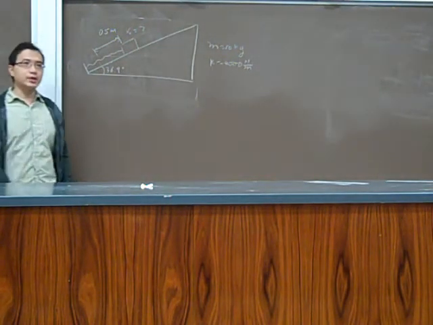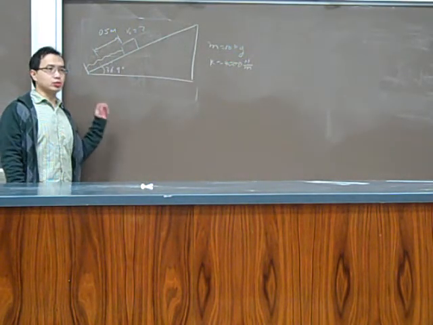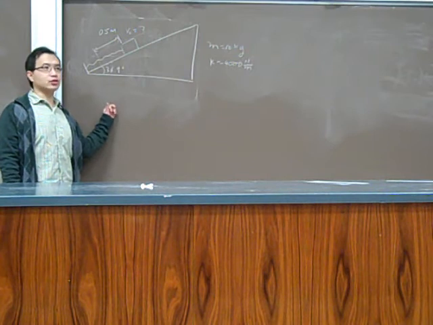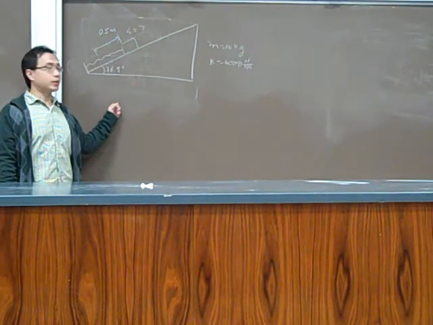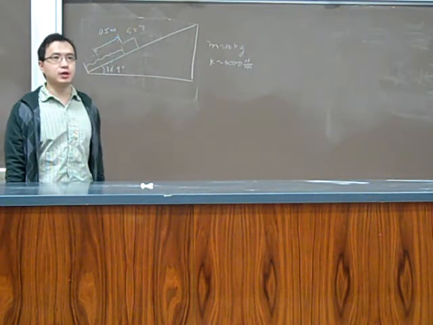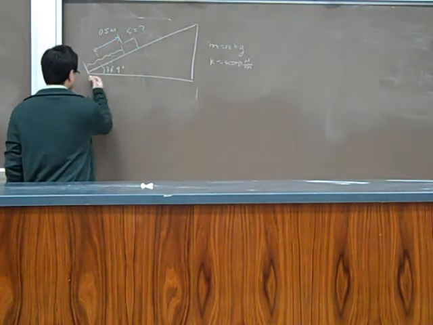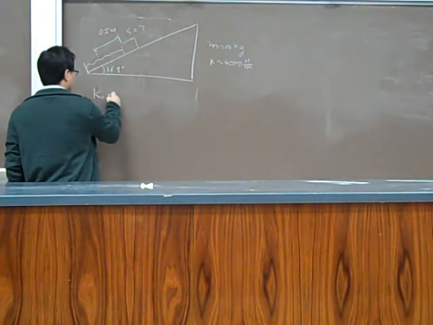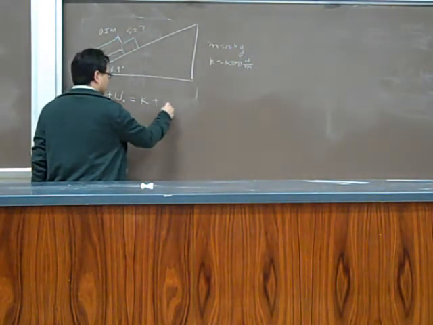Usually if you have frictional force, you probably need to think about total energy conservation because friction destroys the mechanical energy conservation. But now we have a frictionless incline, so you can use this one: K naught plus U naught equals K plus U.